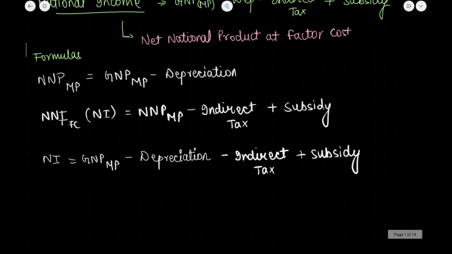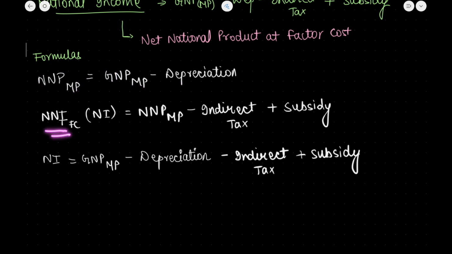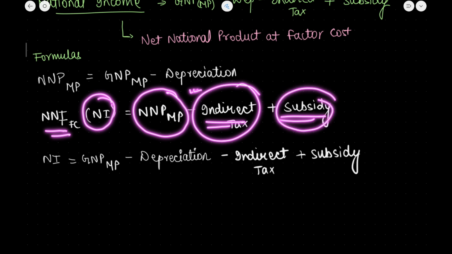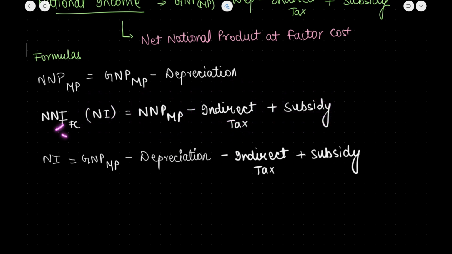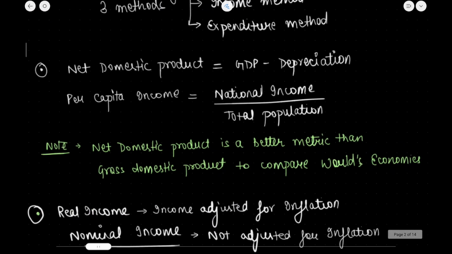Okay, now there is a list of formulas. I've already told you net national product at market price. When we subtract depreciation from gross, we arrive at net. Okay, then net national product at factor cost. When we arrive at net national product at market price, we subtract indirect taxes and we add subsidy, then we will come to net national income at factor cost. Okay, now the another formula, this is the same thing that is given, so I hope you have understood this.